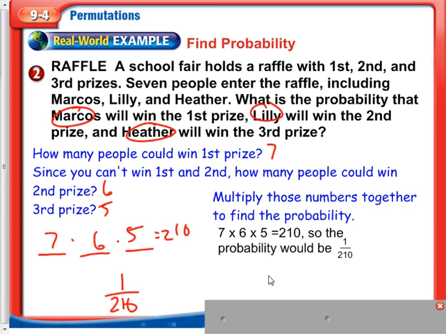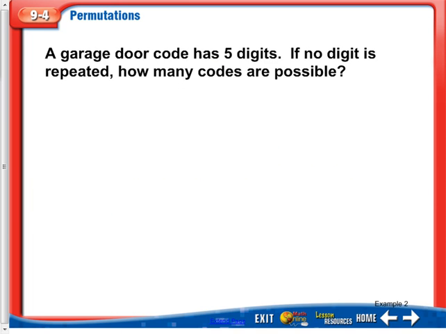Now we're actually calculating the probability. This is something very specific happening with Marcos. He can't be second or third. We want him to be first. So that's just one situation that happens where he's first, Lily's second, and Heather is third. So again, order is important in these situations.